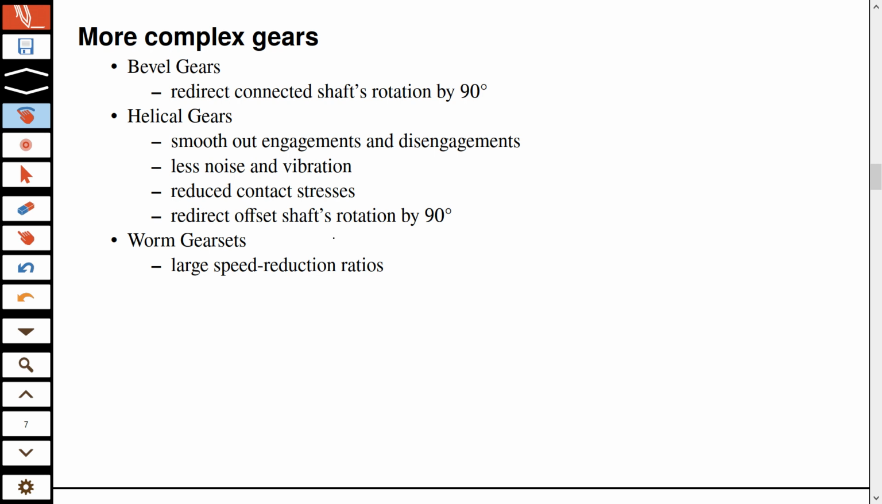Okay, there are more complex gears. We will not get into all the details, but I'm just writing the names. I'm not even showing pictures. But it's important to know the names. There are gears called bevel gears, and they are used to redirect connected shaft rotation by 90 degrees. So if you have one shaft in this direction and another shaft in this direction, and you want to connect these two, you need special types of gears. Gears must have teeth in a circle, and then teeth in another circle at right angles. You must have seen this.